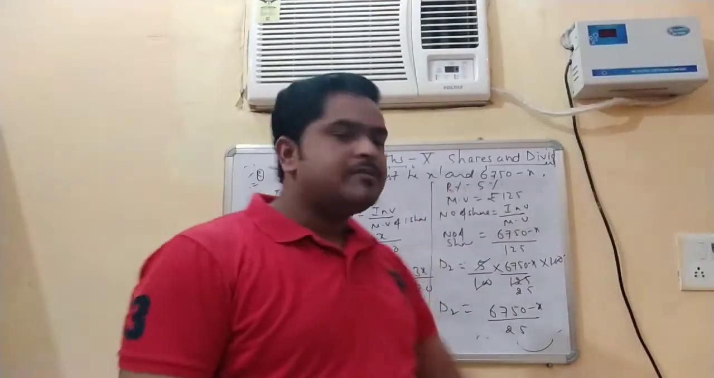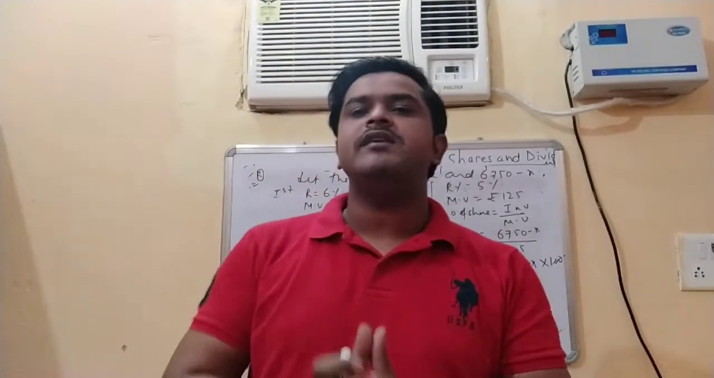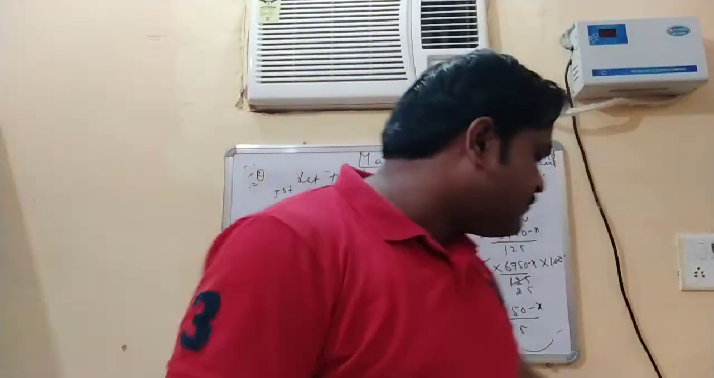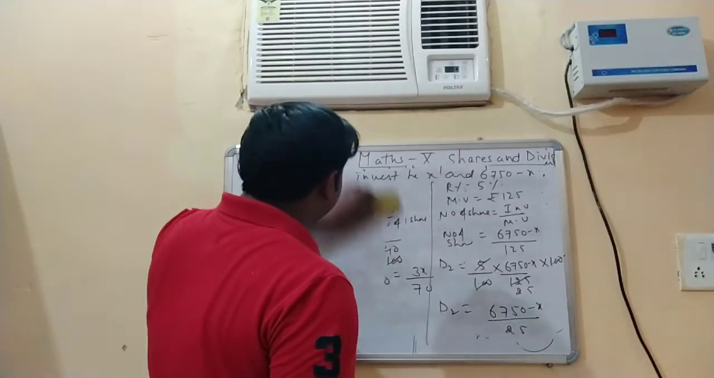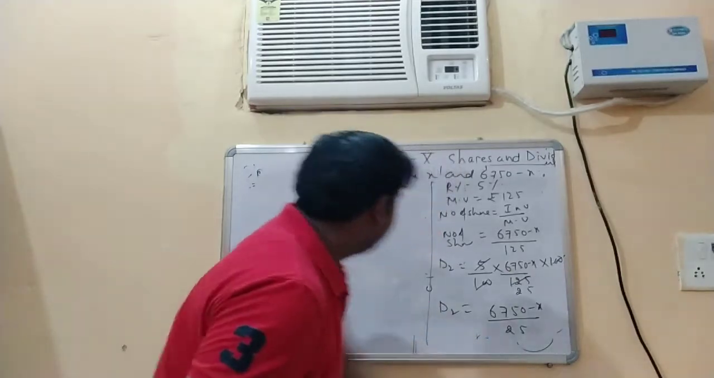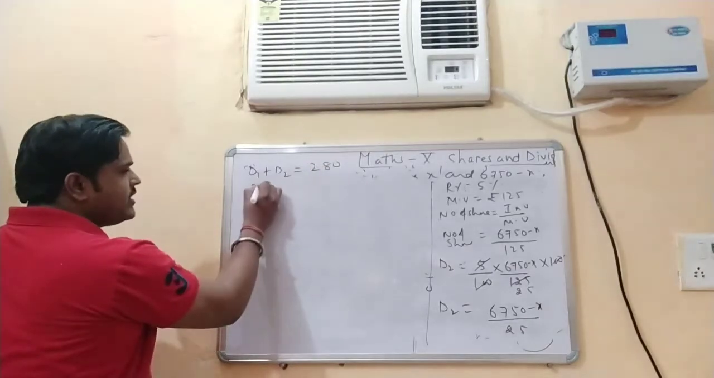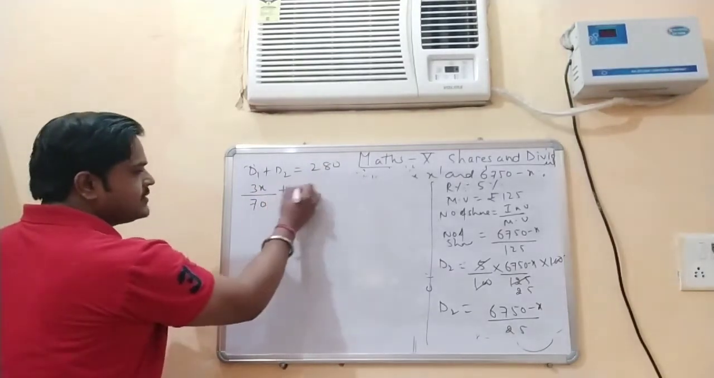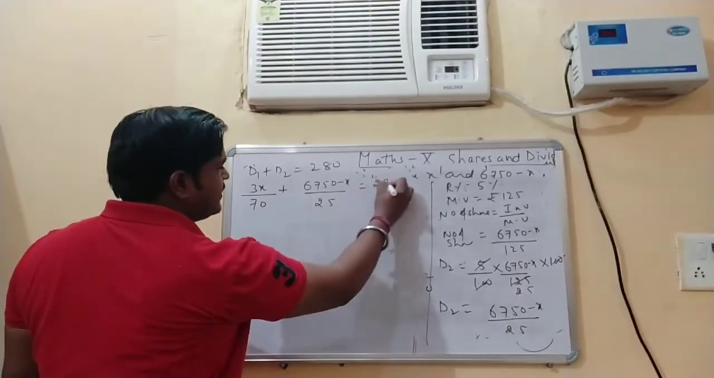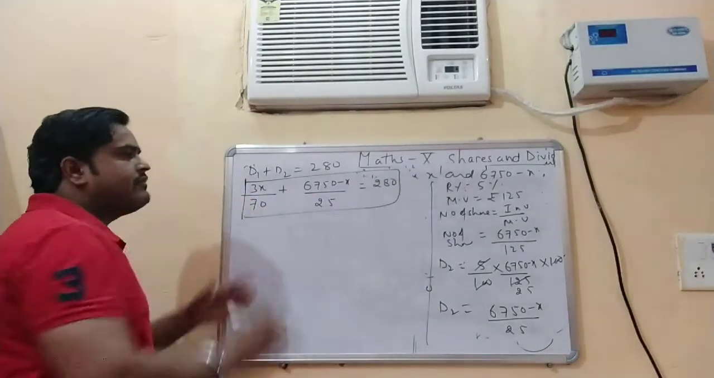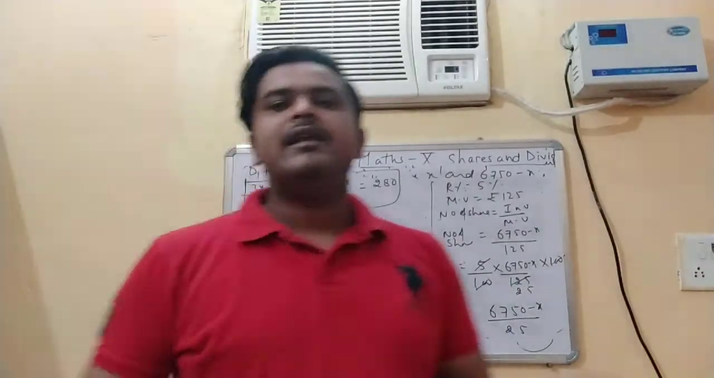So from both the investments we have calculated the dividend. Now we have been given a condition that the sum of these two dividends is equal to 280. So for that we'll add these two terms. We have got the condition D1 plus D2 is equal to 280. So 3x by 70 plus (6750 minus x) by 25 is equal to 280. So student, now you have got a linear equation. On solving this linear equation, we will get the value of x. So we will easily get the investment.